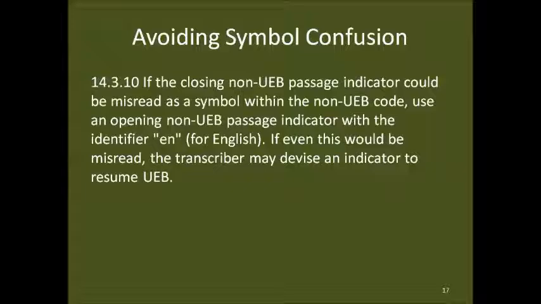But if the closing non-UEB passage indicator could be misread as a symbol within that non-UEB code, use an opening non-UEB passage indicator with the identifier for English, which is EN. If even that would be misread, then the transcriber can just make something up to show that, by the way, UEB is now resuming. So in other words, instead of closing that non-UEB code, you just start up English without actually having closed that code specifically. But again, I really can't imagine that this would happen, but it must have occurred to somebody because there's the rule.